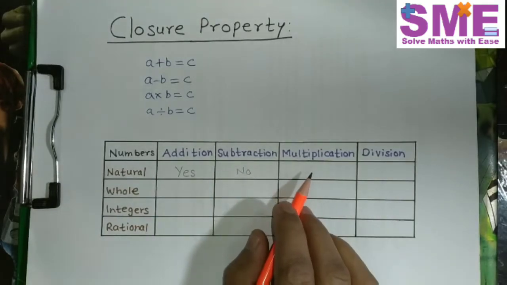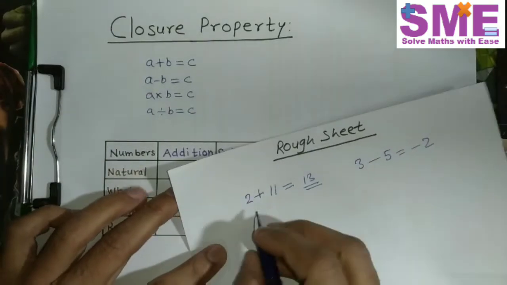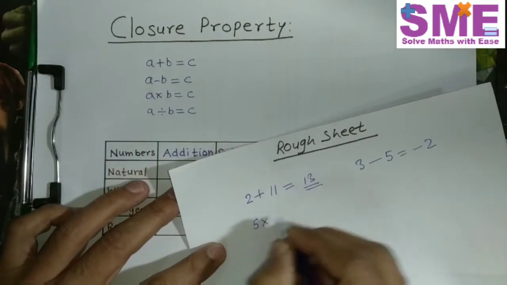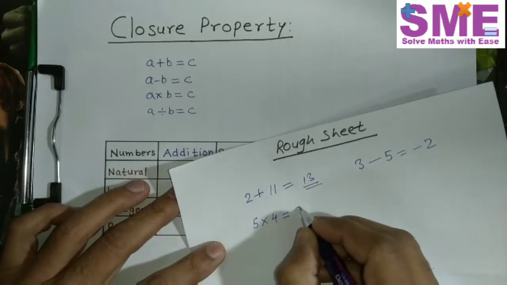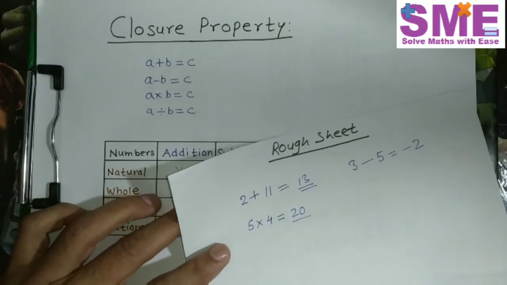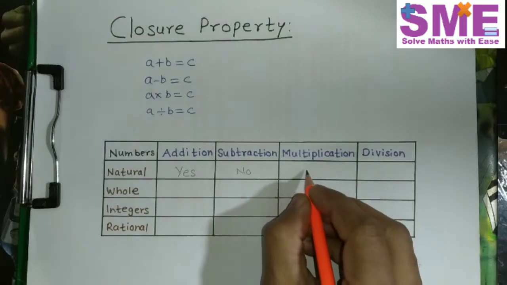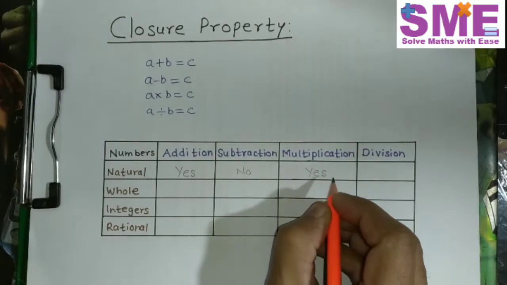Similarly, for multiplication, if we multiply any two natural numbers, say 5 into 4 is equal to 20, the product is also a natural number. So we can say that natural numbers are closed under multiplication. So we can say this as yes.